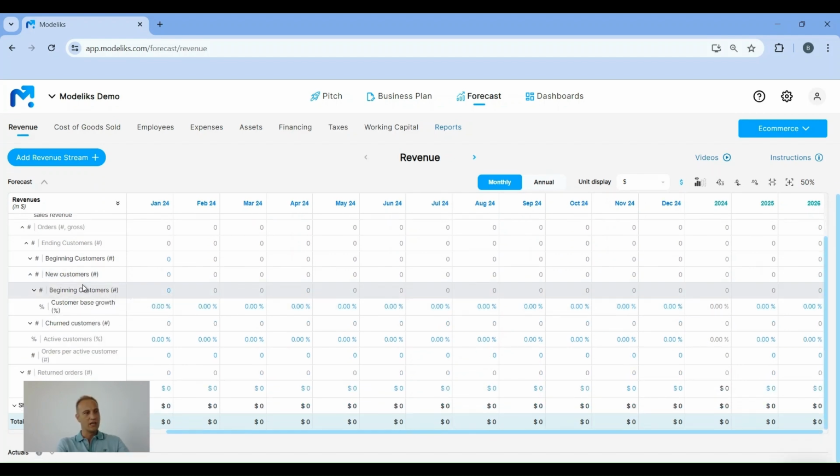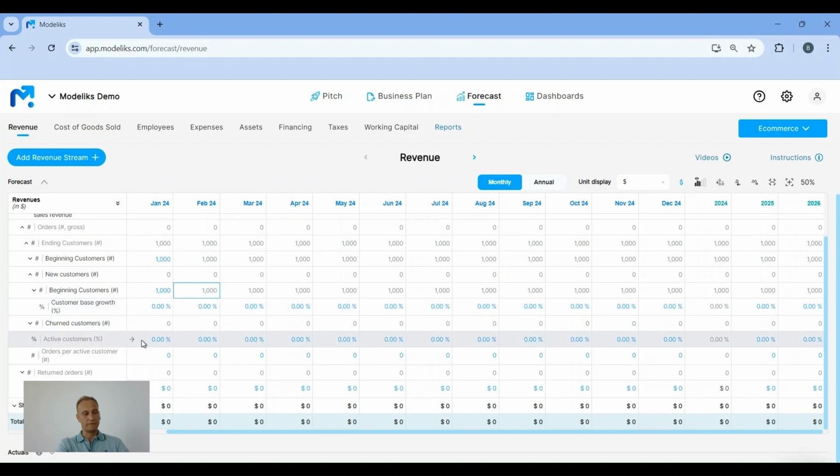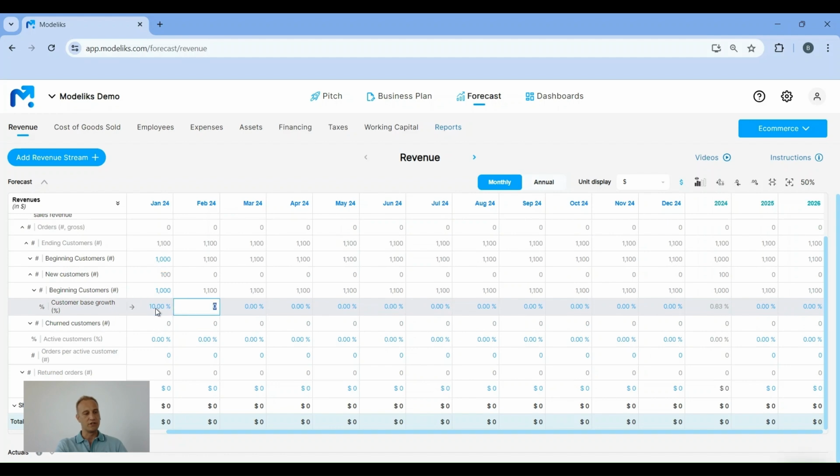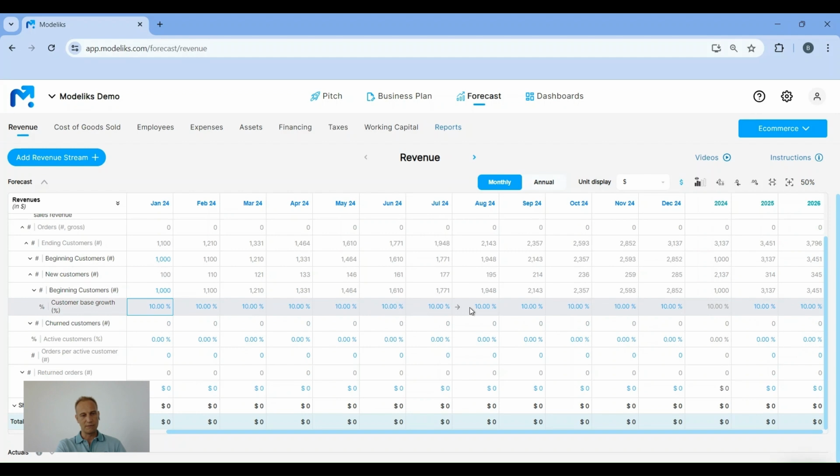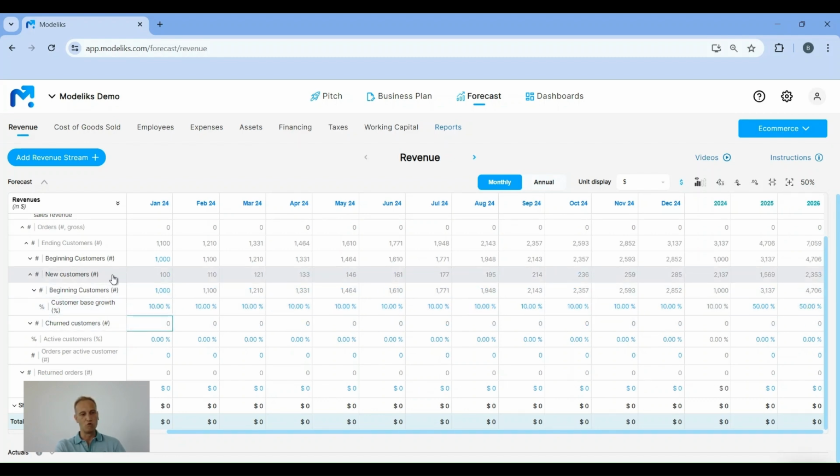Let's start from there. The number of new customers will be equal to the number of beginning customers that we have at the beginning of each period. And let's say that for the first month, we've had 1,000 customers, multiplied by a customer growth rate. So let's say that we are able to grow our customer base by 10% every month. So on a monthly basis, we're growing our customer base by 10%, and then on annual basis for the future years, we're going to grow by, let's say, 50%. So with those growth rates, we've calculated the number of new customers that we are able to get in each period.